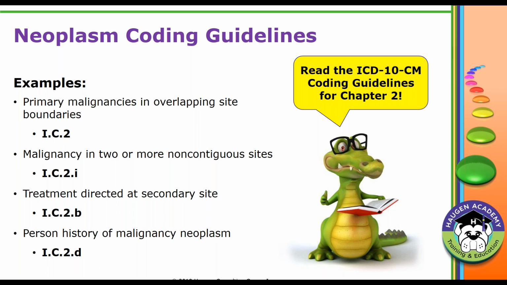There's also one for malignancies in 2 or more non-contiguous sites. There is treatment directed at a secondary site, and then when to use a personal history of malignant neoplasm. That personal history code comes into play a lot with skin cancer. You'll see that the skin cancer is often treated, no longer being treated, but they do still monitor for it. So that personal history code can apply.